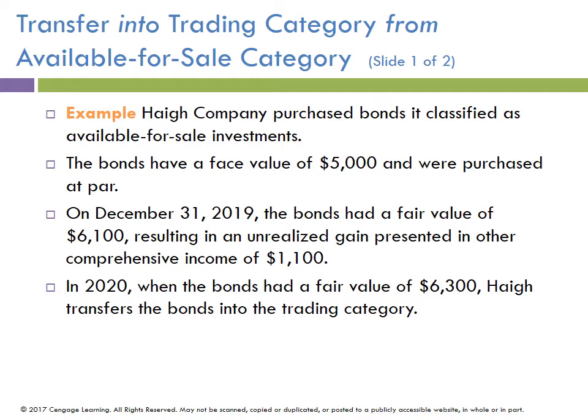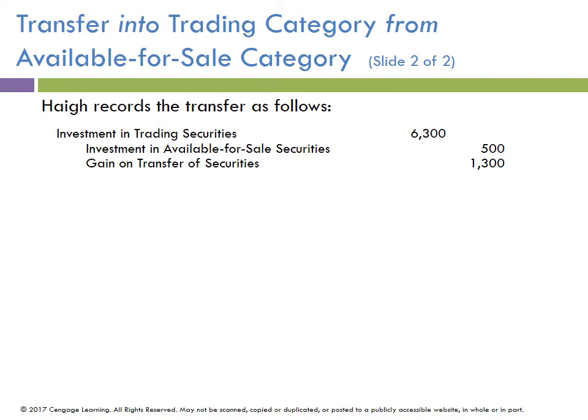Take a quick example here. High company purchased bonds. They classified them as available for sale investments. The bonds have a face value of $5,000 and were purchased at par. The bonds had a fair value at December 31st, 2019 of $6,100, which resulted in an unrealized gain of $1,100. In 2020, when the bonds had a fair value of $6,300, they transferred the bonds into the trading category.